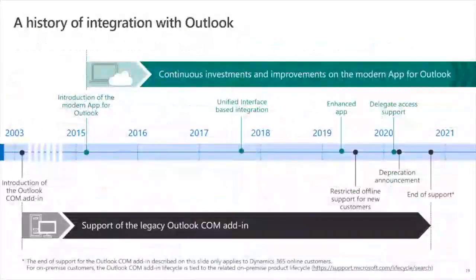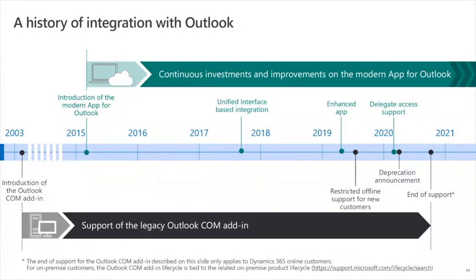In terms of history, as I just said, the Outlook COM add-in was introduced with technologies from 2003. It was actually introduced with the first version of Dynamics CRM at the time. Whereas the app for Outlook was introduced with more modern technologies in 2015, when the web-based add-ins could be created and added to Outlook.